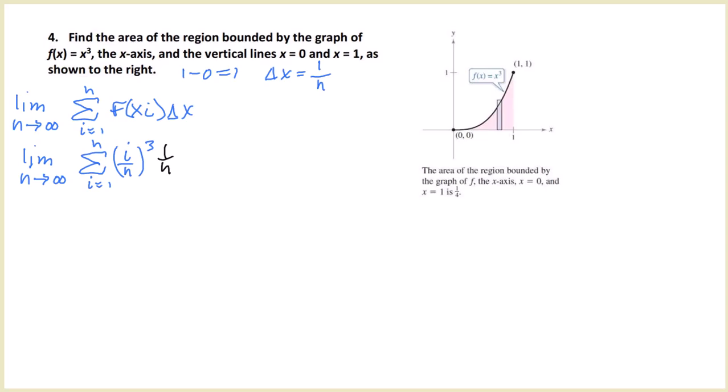Now our function is f of x is x cubed. So look what I'm doing. I'm taking every little i over n and cubing it. And then my base is 1 over n, my delta x. And i is changing from 1 to 2 to 3 to 4 to 5 to 6, all the way up to, it's going to approach infinity.